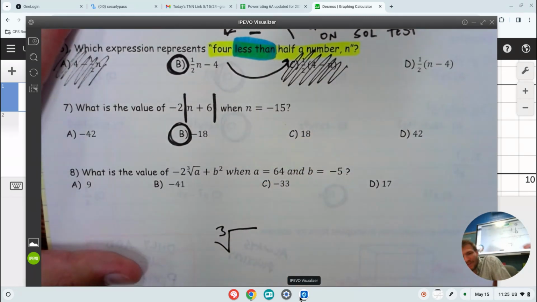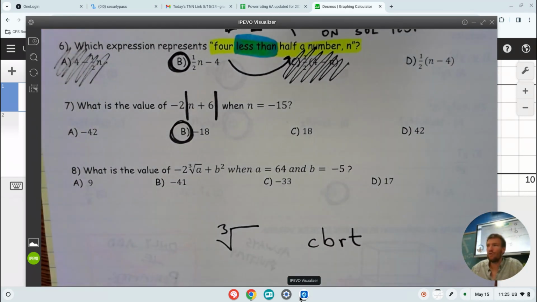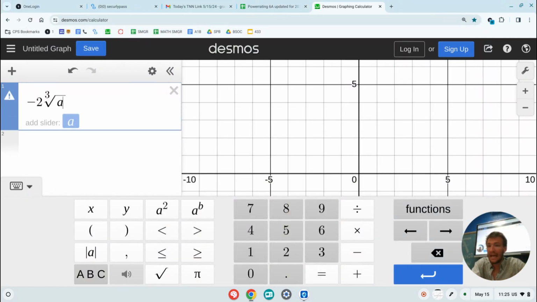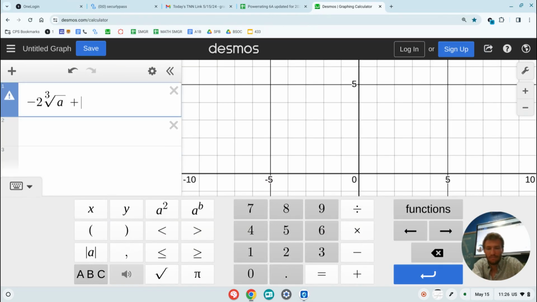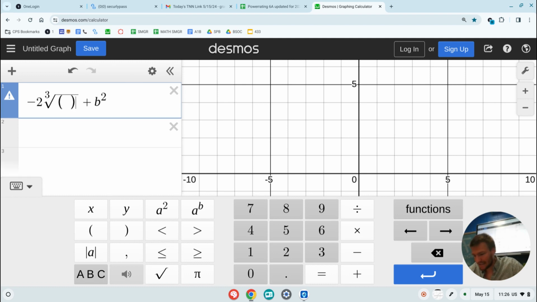How do you type this into Desmos? CBRT. I hope that you're learning as you go through Algebra 1 SOL review. Yep, CBRT. And so -2, CBRT A. And then after that, it says plus b squared. So I'm going to make sure I do a plus b squared. Obviously, A and B is not going to work. I'm going to go to the A, and I'm going to do a backspace parentheses.